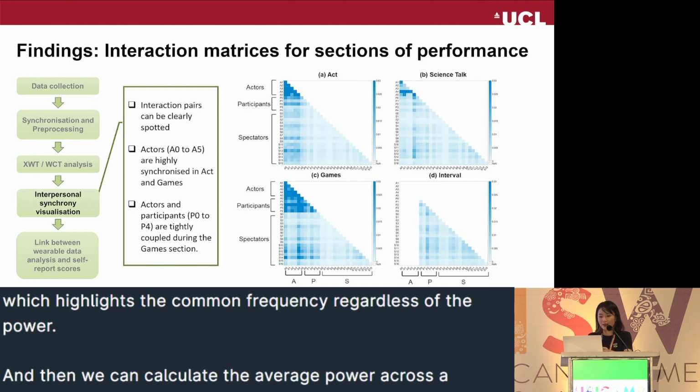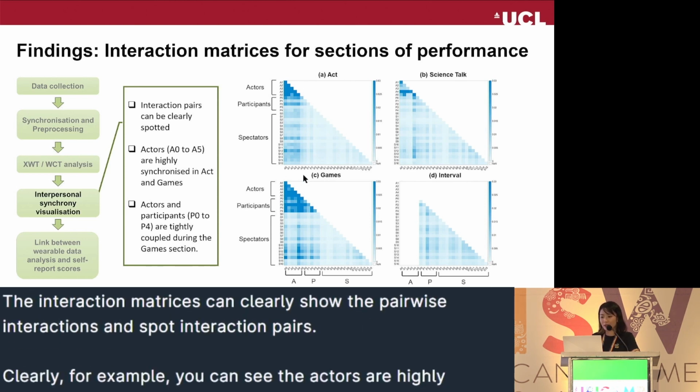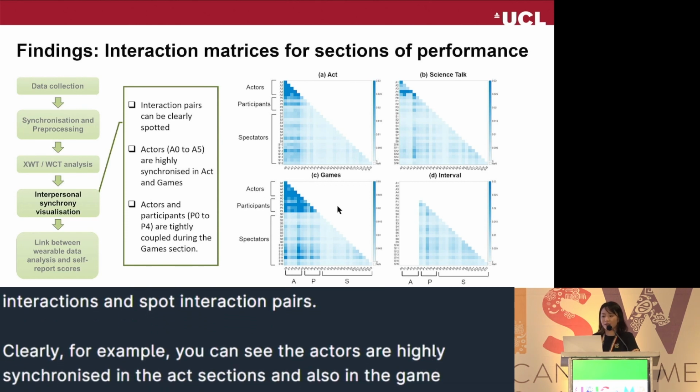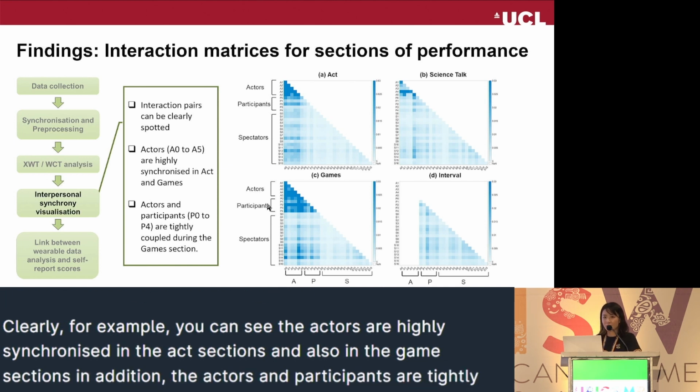Now I would like to introduce the findings that emerged from our analysis. In this figure here, it shows the interaction matrices between different sections of the performance. The interaction matrices can clearly show the pairwise interactions and spot interaction pairs clearly. For example, you can see the actors are highly synchronized in the act sections and also in the game sections. In addition, the actors and participants are tightly coupled in the game sections because the participants went on the stage and interacted with the actors.